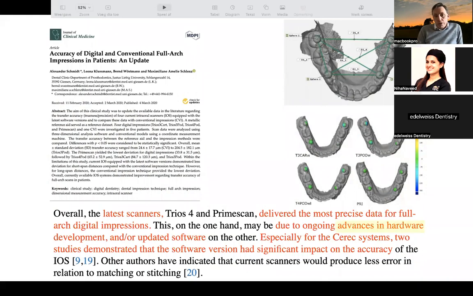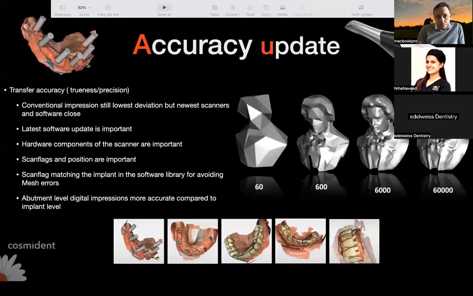What you have to understand, if you compare these new advices, is that if you work digitally, you have to take the most advanced hardware and update your software. The combination of the newest hardware with the newest software will give you the most significant impact on accuracy. To resume: conventional impressions are still the lowest in deviation for full arch, but the newest scanners are pretty much in the same range. The latest software is important. The latest hardware is important.